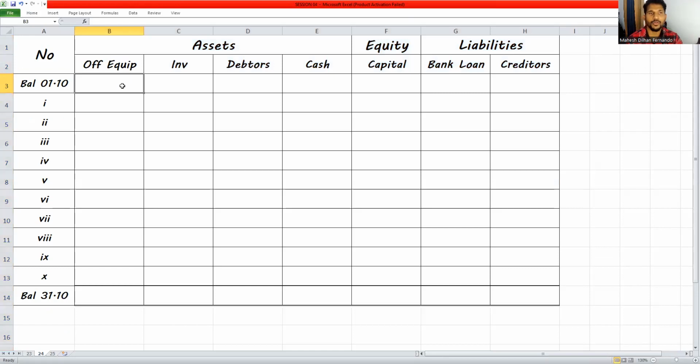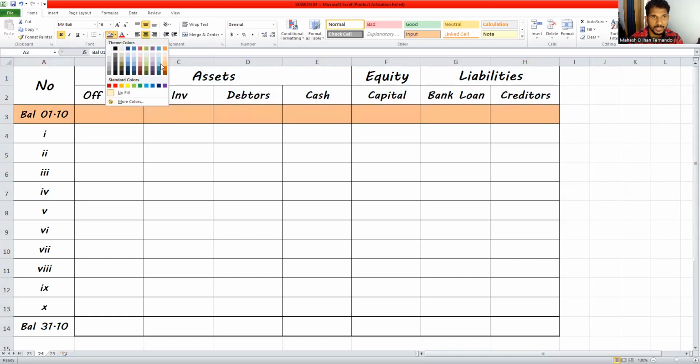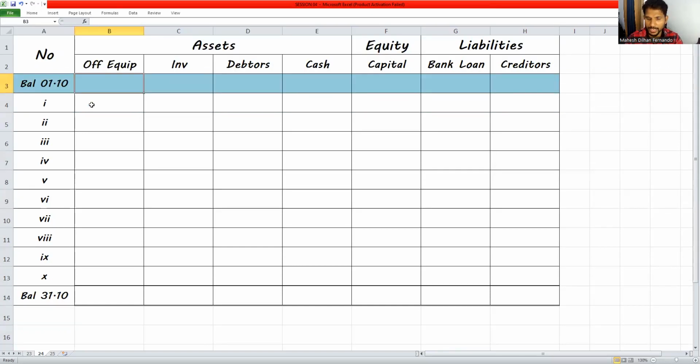Now, let me record the opening balances available. We have office equipment as at this date. As at this date, we have some balances. Don't put plus signs there, not required. Office equipment 220,000. Inventory balance 60,000. Debtors 75,000. All these are opening balances. Cash 45,000. Accordingly, assets in the beginning is 400,000.